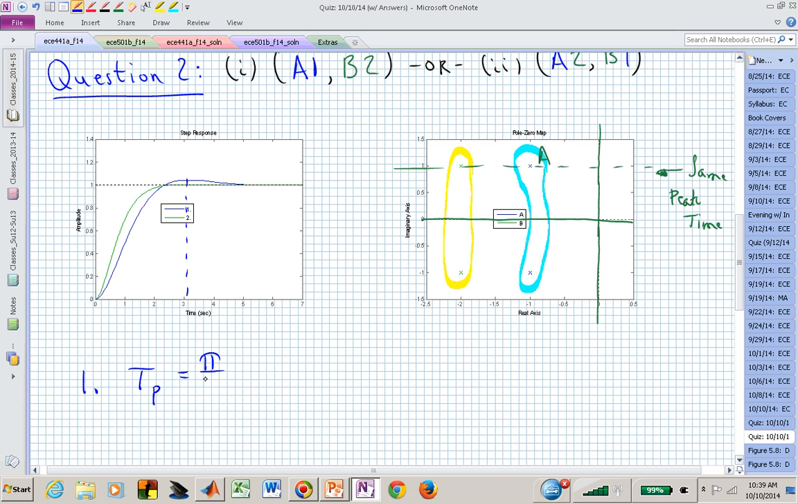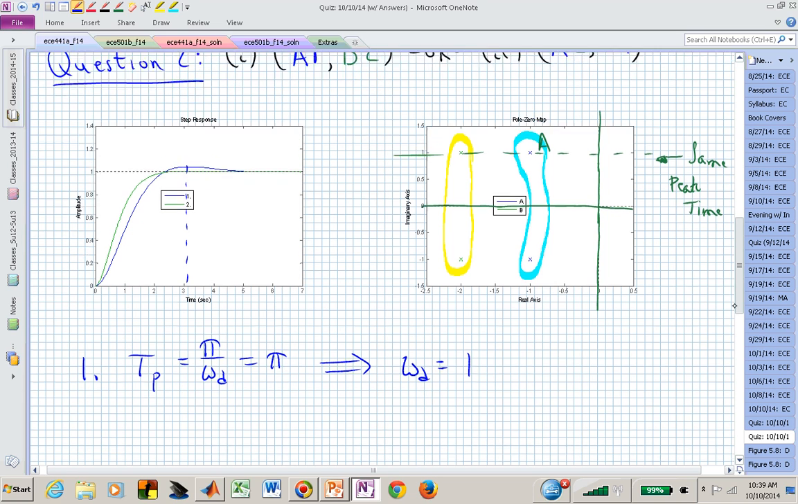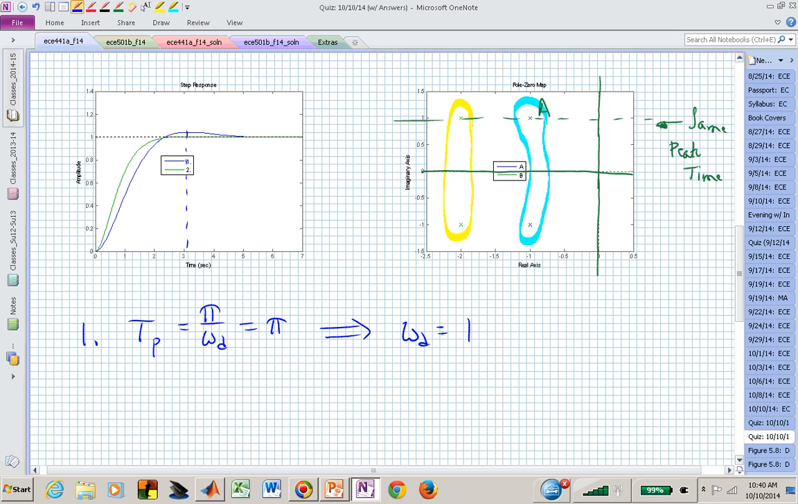the time to peak is now pi over omega sub d, and it almost looks like that time to peak is roughly about pi, and if we now solve that for omega sub d, we get omega sub d of 1, and that's actually what our imaginary component is for trajectory number 1, or for pole pattern A and for pole pattern B. If we look at these two, we can't really distinguish anything from their peak time, but they do have a different distance into the left half plane, and pole pattern B will actually have a faster settling time, just because it's further into the left half plane.